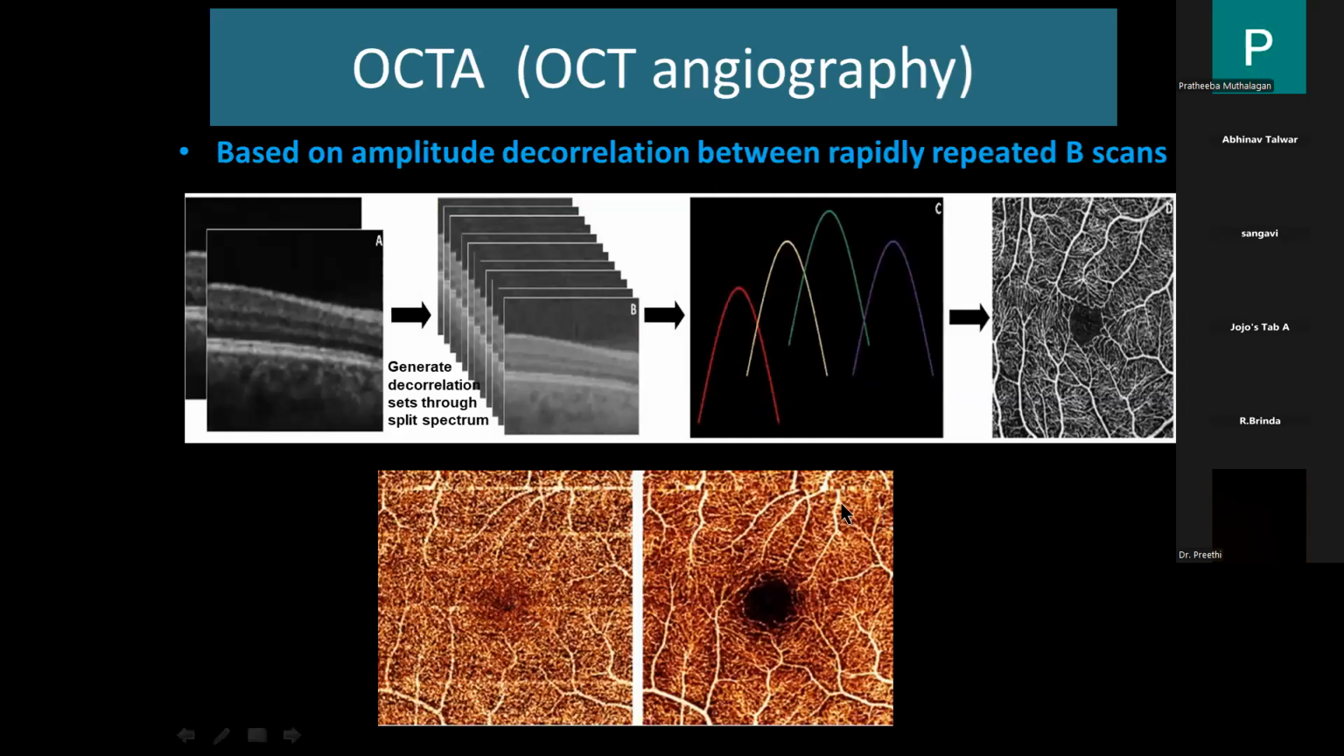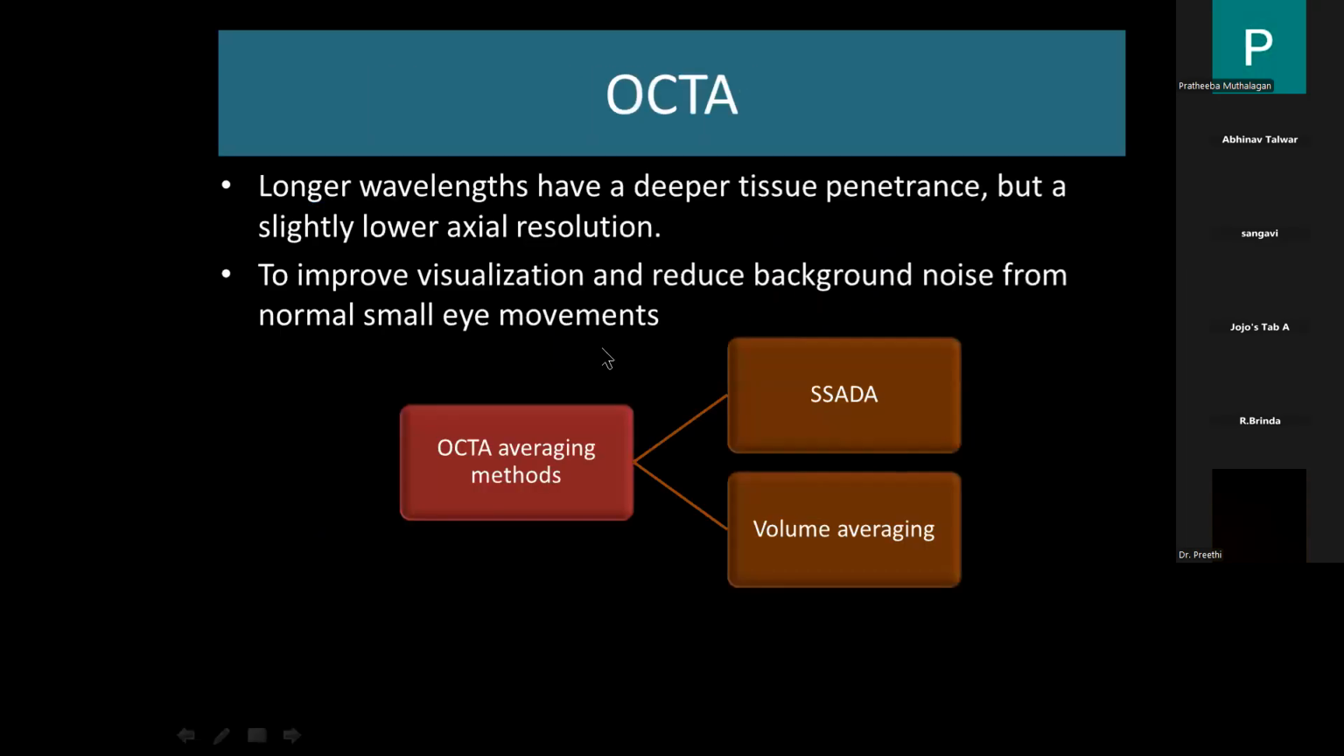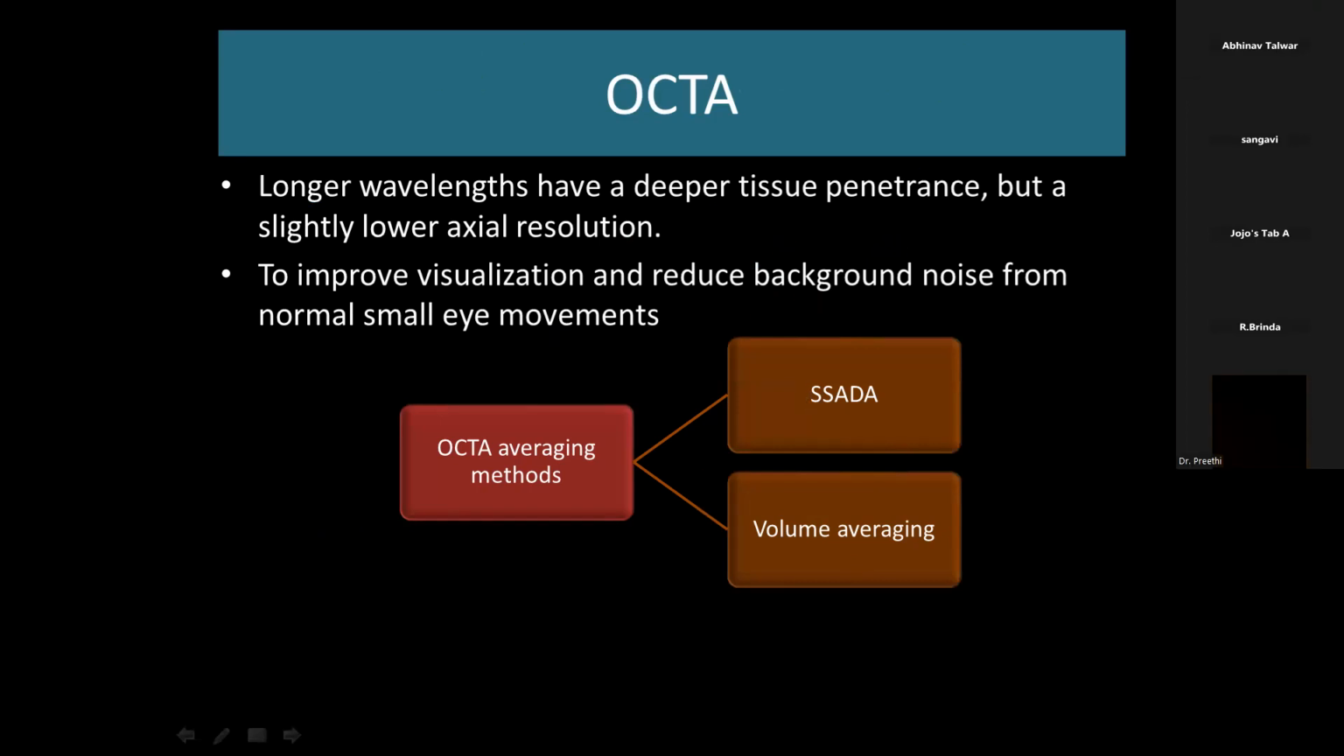Why you should have a split spectrum amplitude is this: this is a full spectrum amplitude image. You are not able to appreciate much of the structures, but with the split spectrum amplitude, you can clearly see the foveal avascular zone and the vasculature in the retina. So to improve the visualization, we follow what is known as the split spectrum amplitude decorrelation algorithm or volume averaging. These are the 2 methods which we use to reduce the background noise, what we call denoising, to get clear-cut images.